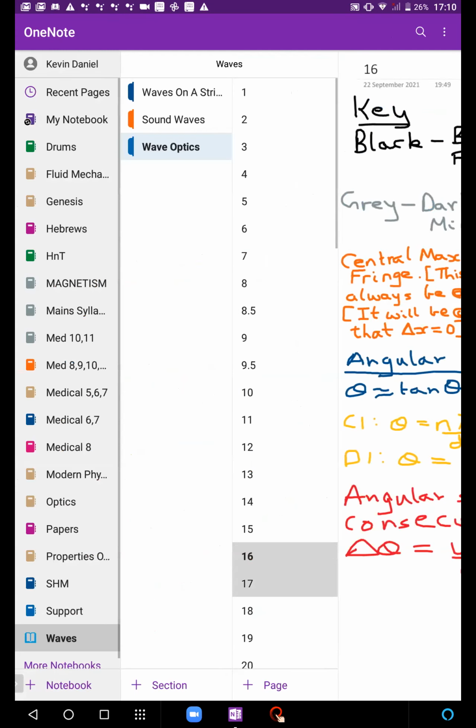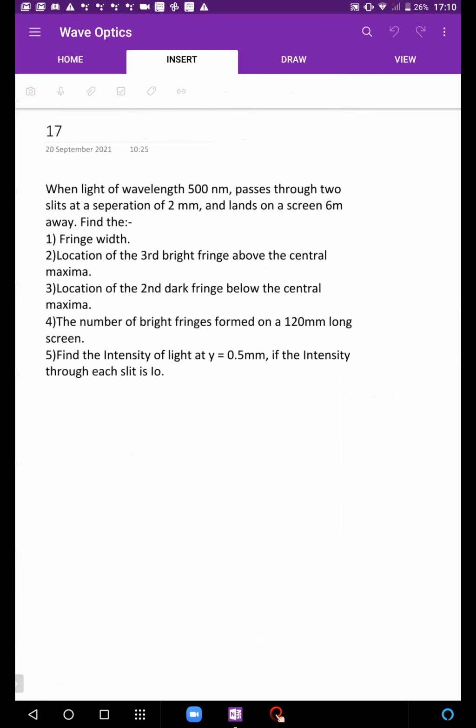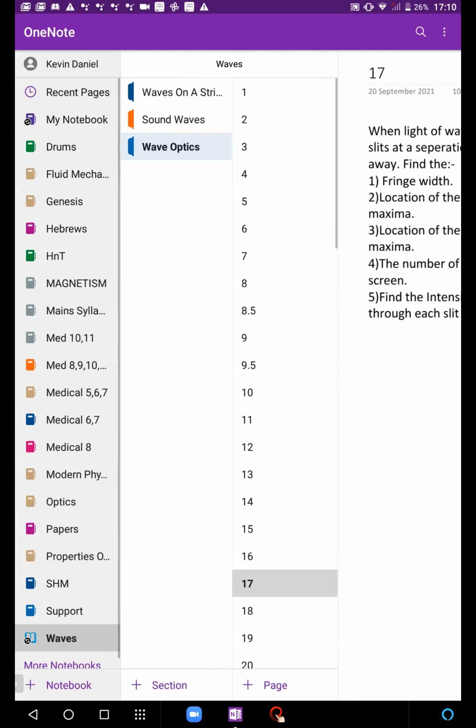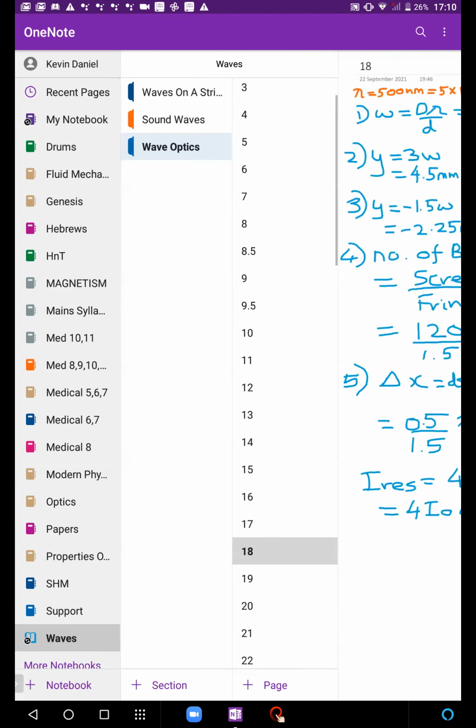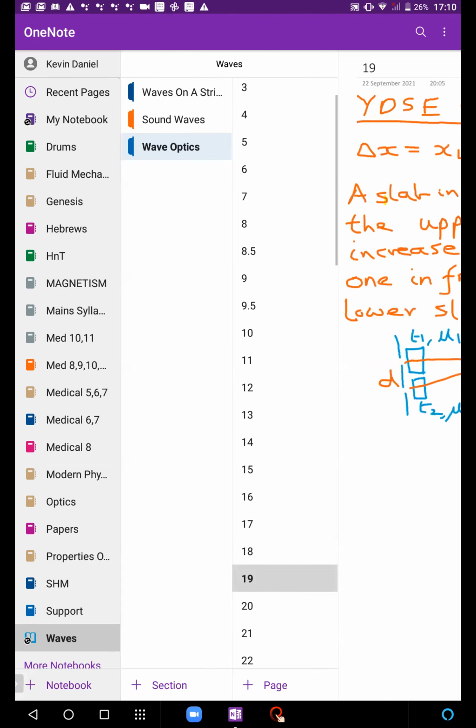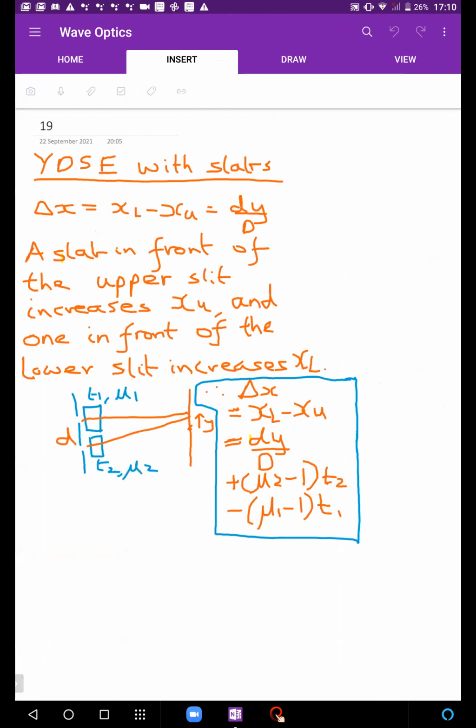Okay. So that's the basics of YDSE. Again, you have good questions. I would suggest please try out these questions. So page 17 is a nice question. 19 पे मैंने थोड़ा वेरिएशन डाल दिया. इसमें क्या स्लैब्स डाल दिया. अच्छा, स्लैब्स के कारण क्या होता है?